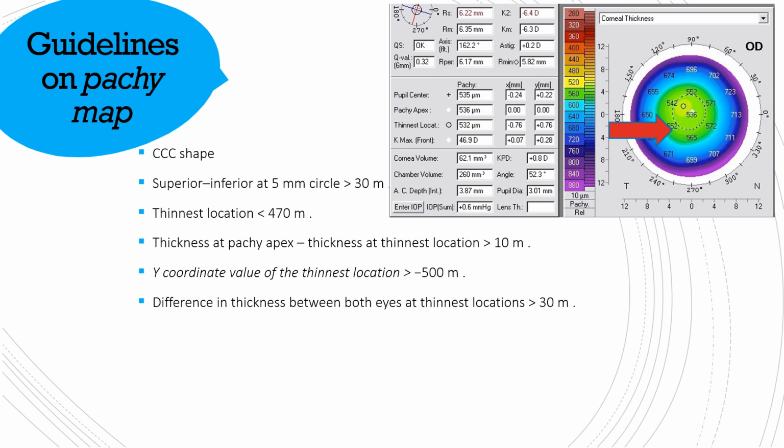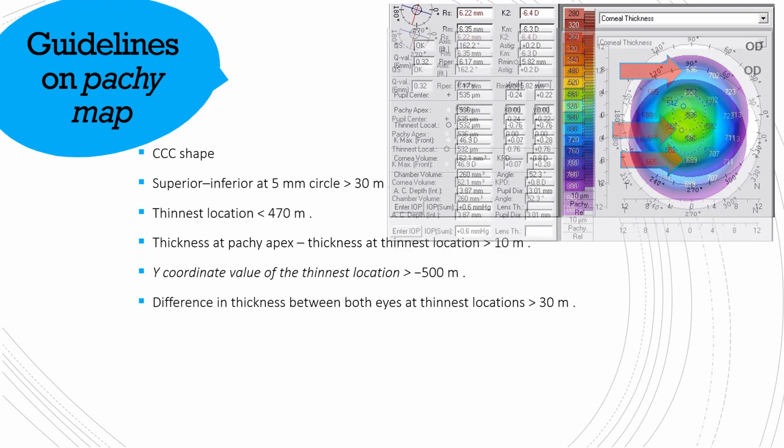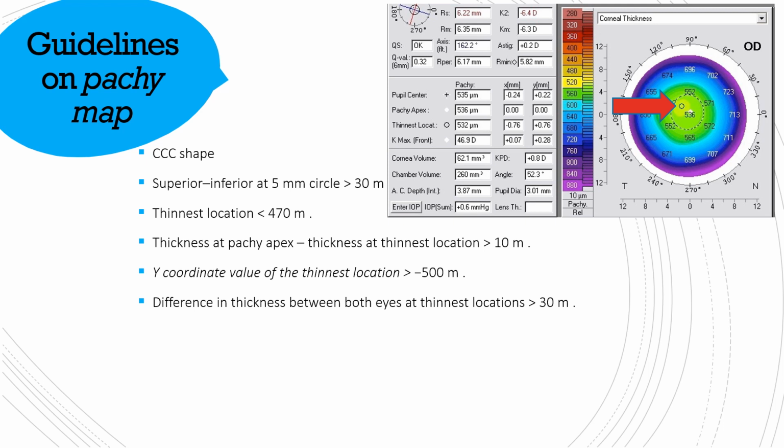We have already discussed the shape, and the CCC rings are here, central cool concentric rings. Then first of all, you need to look at the superior inferior at 5 mm circle. Look at that. Superior at 5 mm circle is 696, while the inferior is 699. So the difference is less than 30 micron, which is normal. That's what you need to look for. Then is the thinnest location. The thinnest location here is 532 micron, which is more than 470, so it's again normal.